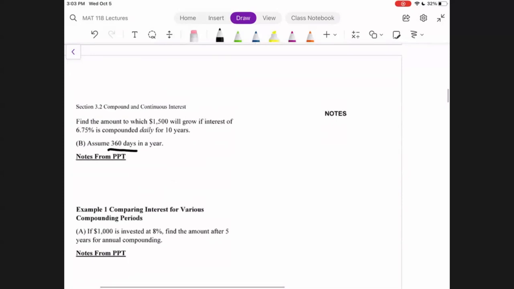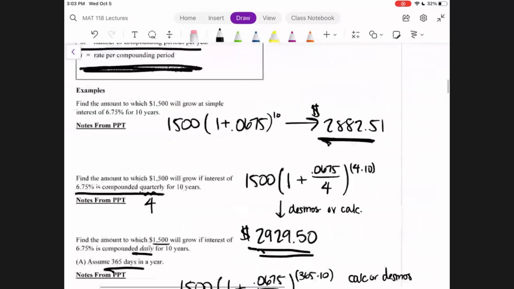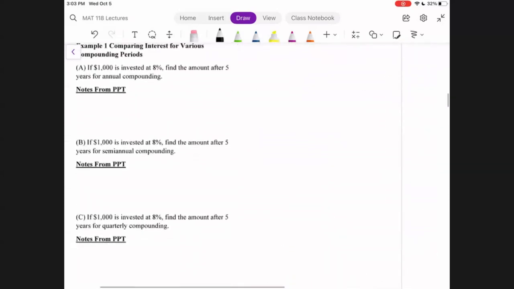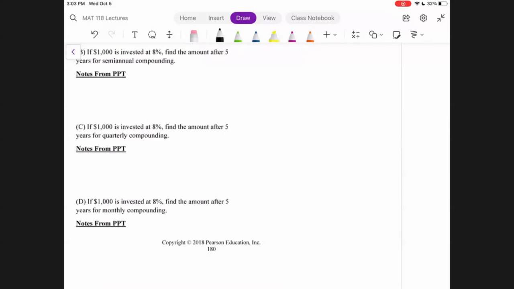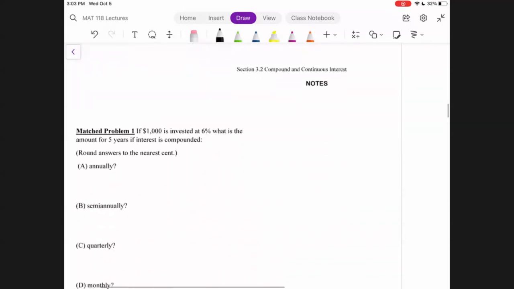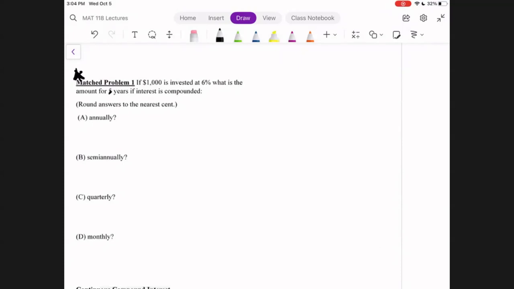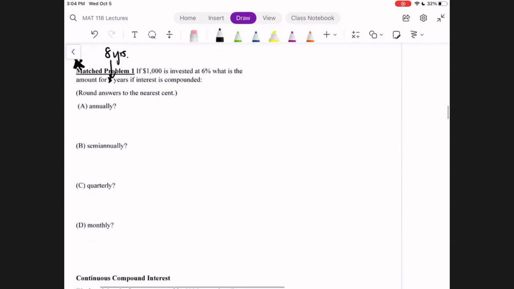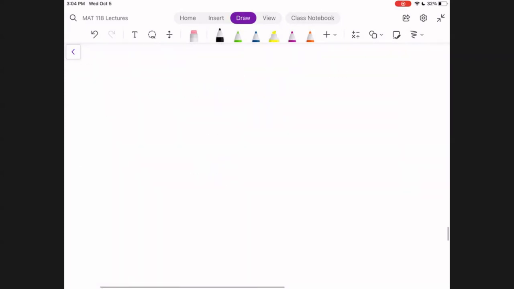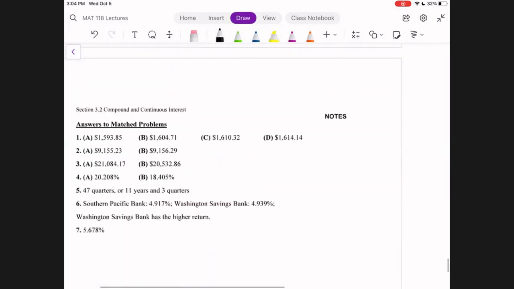So we've kind of looked at this problem here. You could go through this first example if you wanted to, and if you wanted to check, there's match problem 1. If you're unsure about something, look at match problem 1. One thing I will say if you're going to do match problem 1 is there is a typo. Instead of 5 years here, this should actually be 8 years. If you're going to look at that, remember, the answers to these are in the very back right here.